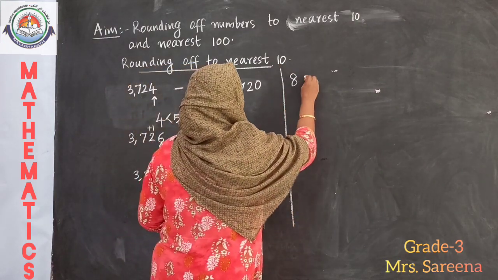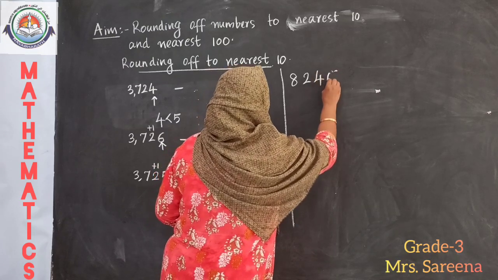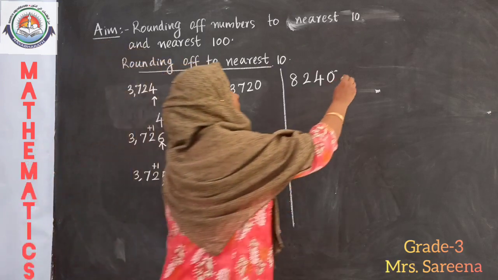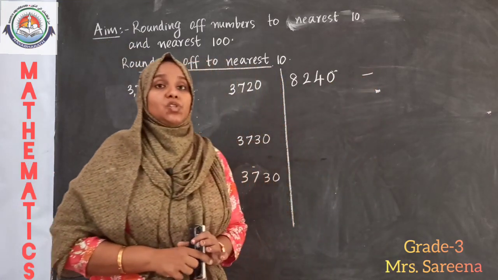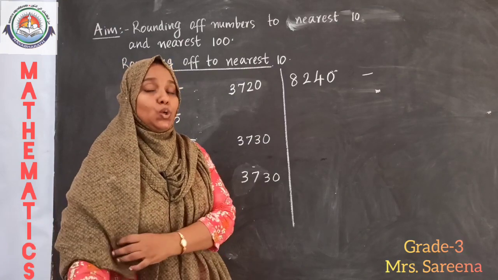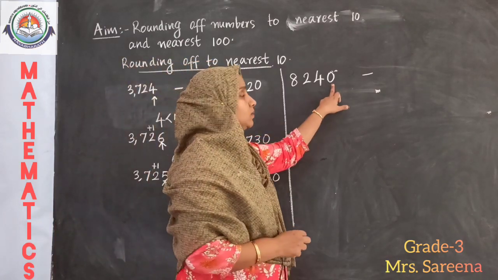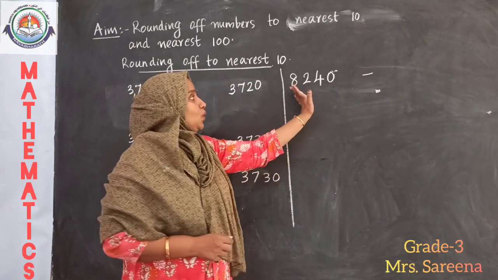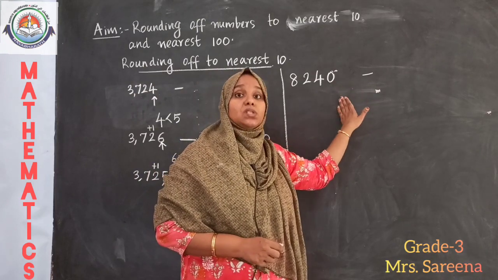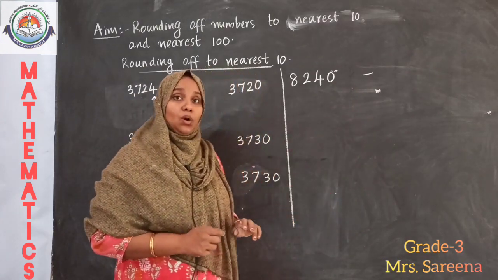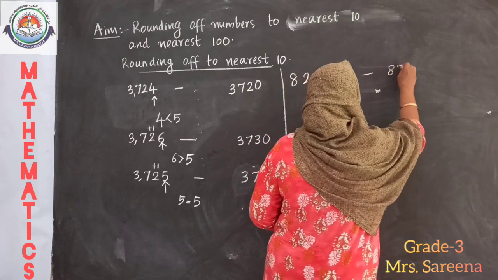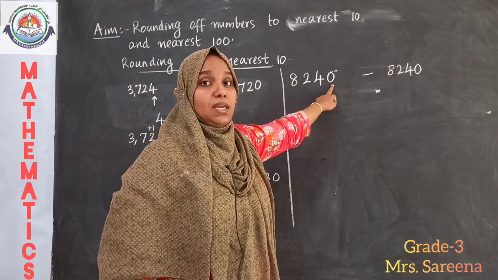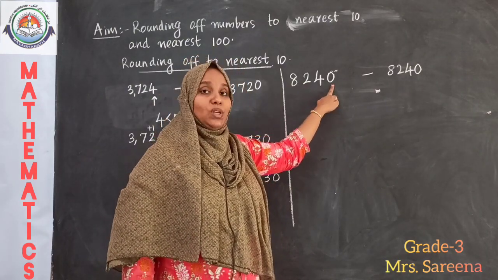Okay, we can consider another example. Suppose the number is 8240, and we want to round off this number to the nearest 10. You check the number at the ones place. What is that number? 0. So what to do? No need to round off this number. This is already rounded off to the nearest 10. After rounding off, the number remains the same, because the number at the ones place is 0. So no need to change it.